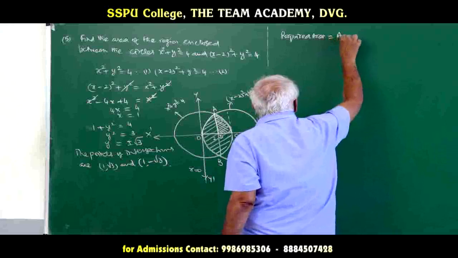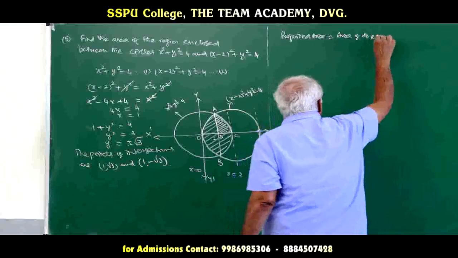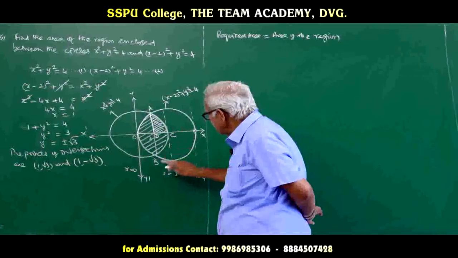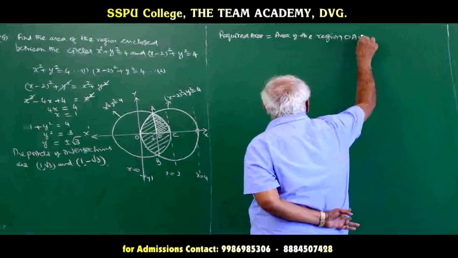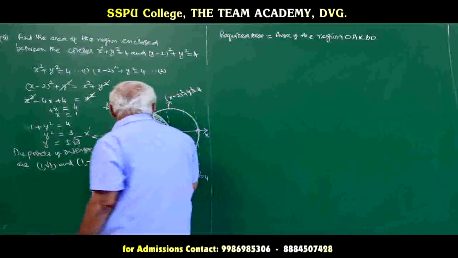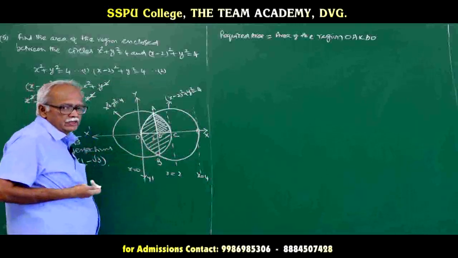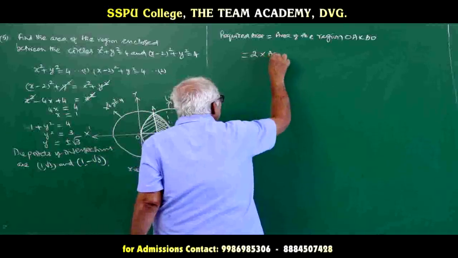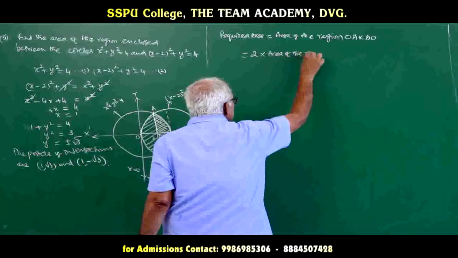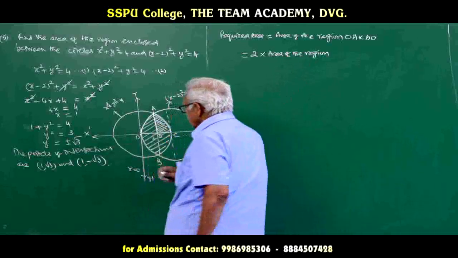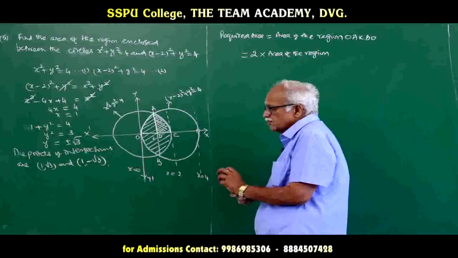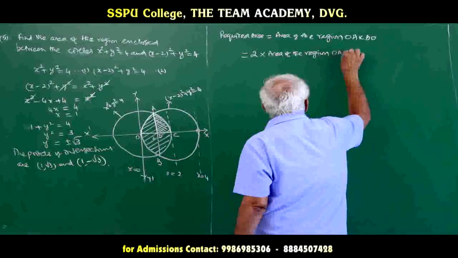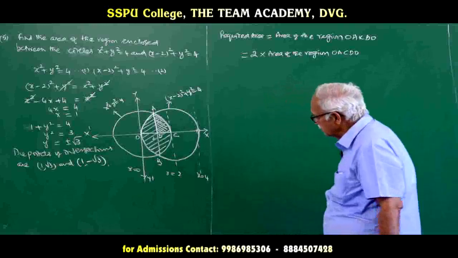Required area is equal to area of the region OACBO. You understand? We have to get all this area, but I am going to take only this area, which is nothing but 2 into area of the region. Only above x axis we are going to take, OACDO. So, this area is enough for us.